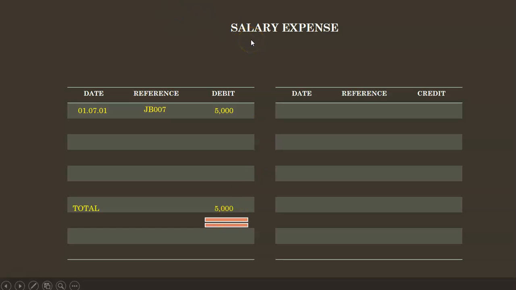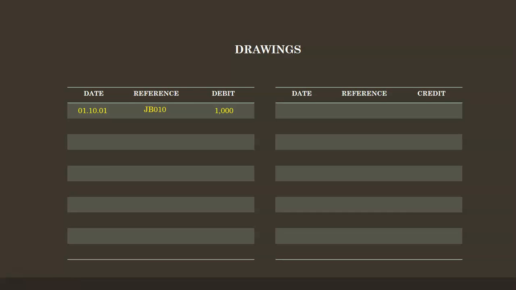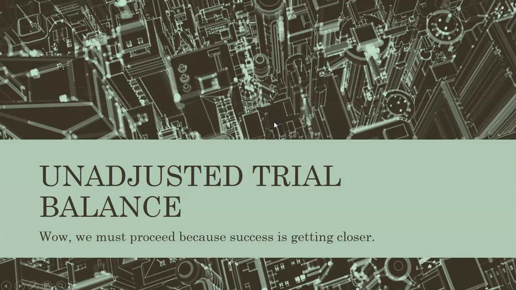Next, after salary expense, we have drawings. So, drawings, we have to get the total again. There's no other transaction or entry. Just simply copy the amount and double rule. Next, yay! We are done with our posting and summarizing.